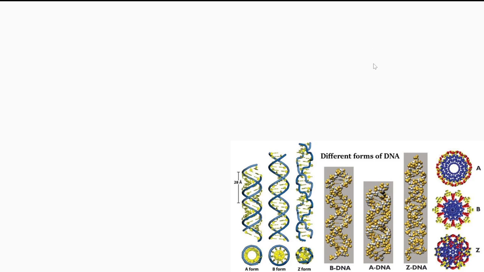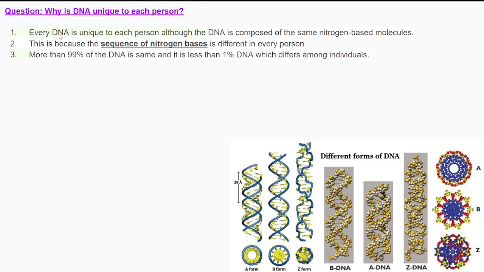And I'm pretty sure everyone knows, these are basically DNAs. That's how they look. Okay, different forms of a DNA I'm showing you here. And one of the questions which came into my head was, why is DNA unique to each person? Okay, so these are some of the very important points I found. I want to share with every learner that every DNA is unique to each person, although the DNA is composed of the same nitrogen-based molecules. So then how is it different in every human?